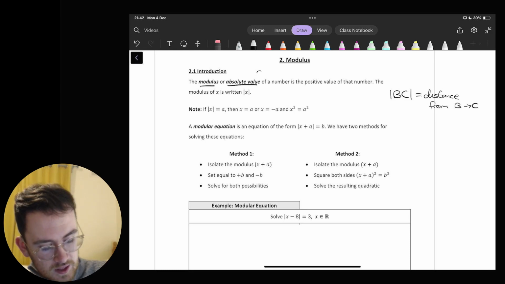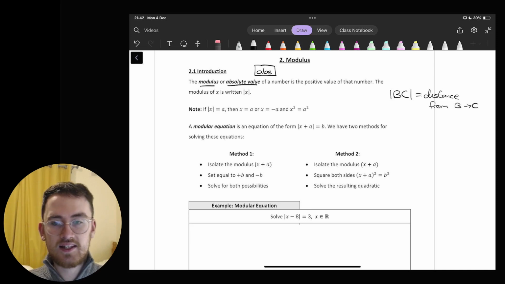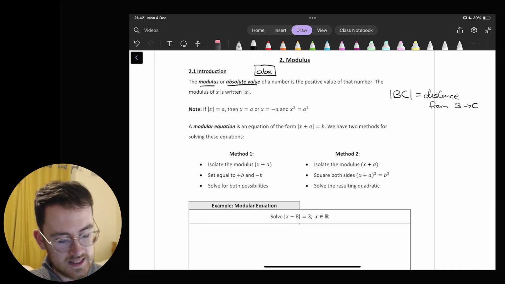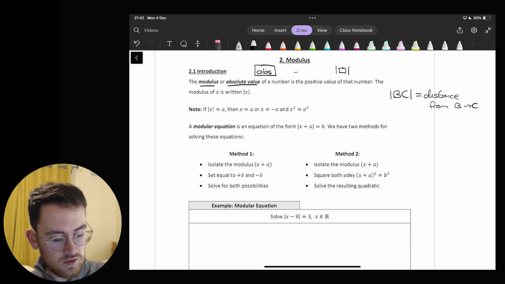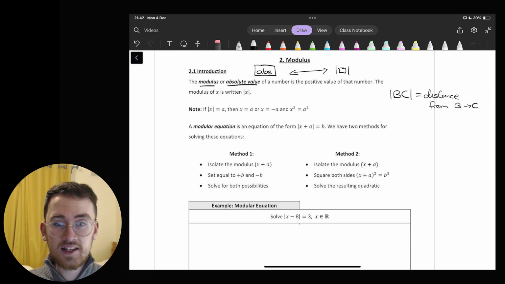On your calculator, it might be written as that abs button, just so you know that you're able to find it, or alternatively something like that. Either one of those is probably how it appears on your calculator. Making sure that you know exactly what the modulus is.